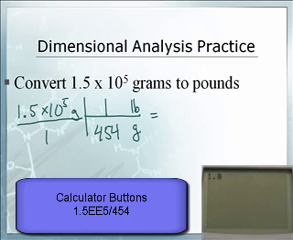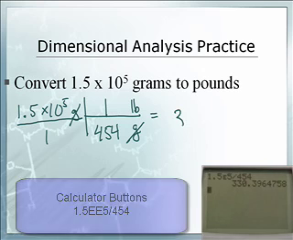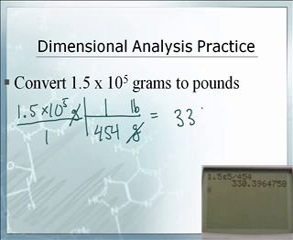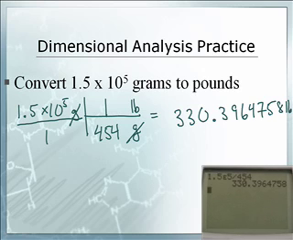Now the 454 is in the bottom, so you're going to need to cancel the grams. Let's put this in the calculator. 1.5 second EE, 5 divided by 454 gives us 330.3964758, and that would be pounds. So that's correct, right?